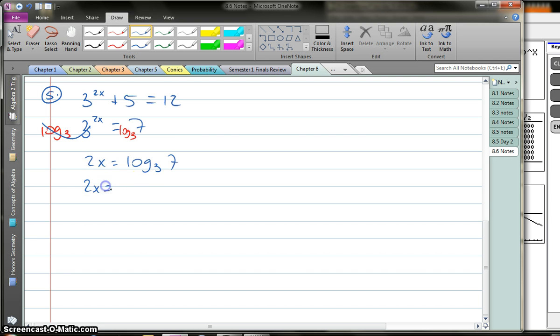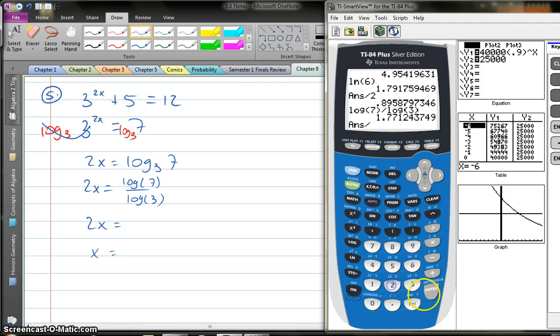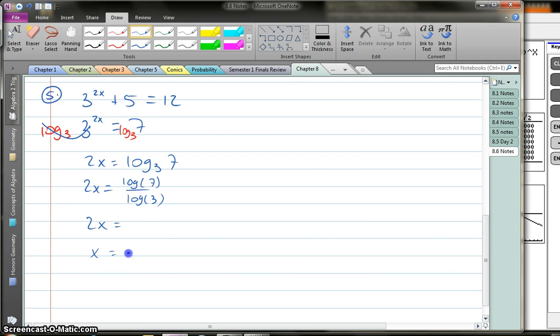So 2x equals, in your calculator, log of 7 divided by log of 3. And then whatever that result is, we're going to divide by 2. So log of 7 divided by log of 3 equals, divide by 2, okay, 0.886.